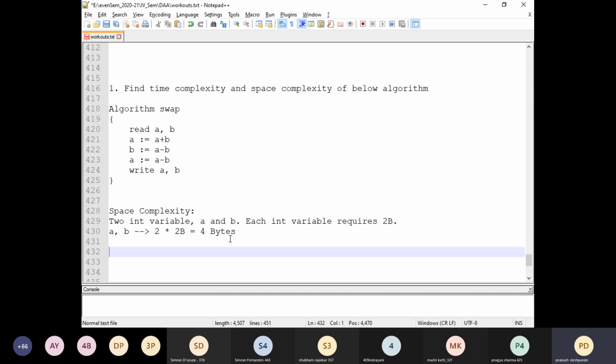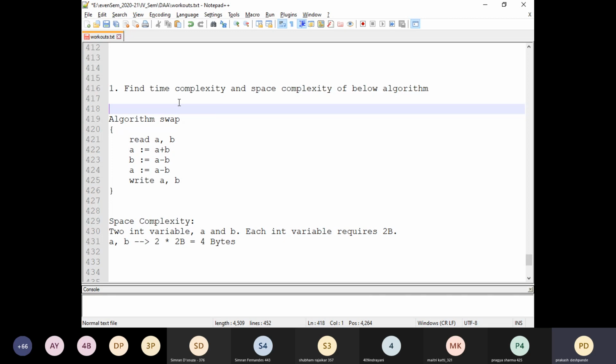Okay, now next, calculate the time complexity. In front of this algorithm, I will make 2 columns. In the first column, I will write the heading as frequency. And in the second column, I will write the total steps consumed by the related frequency steps, total steps. Now let me write and explain every step in detail.